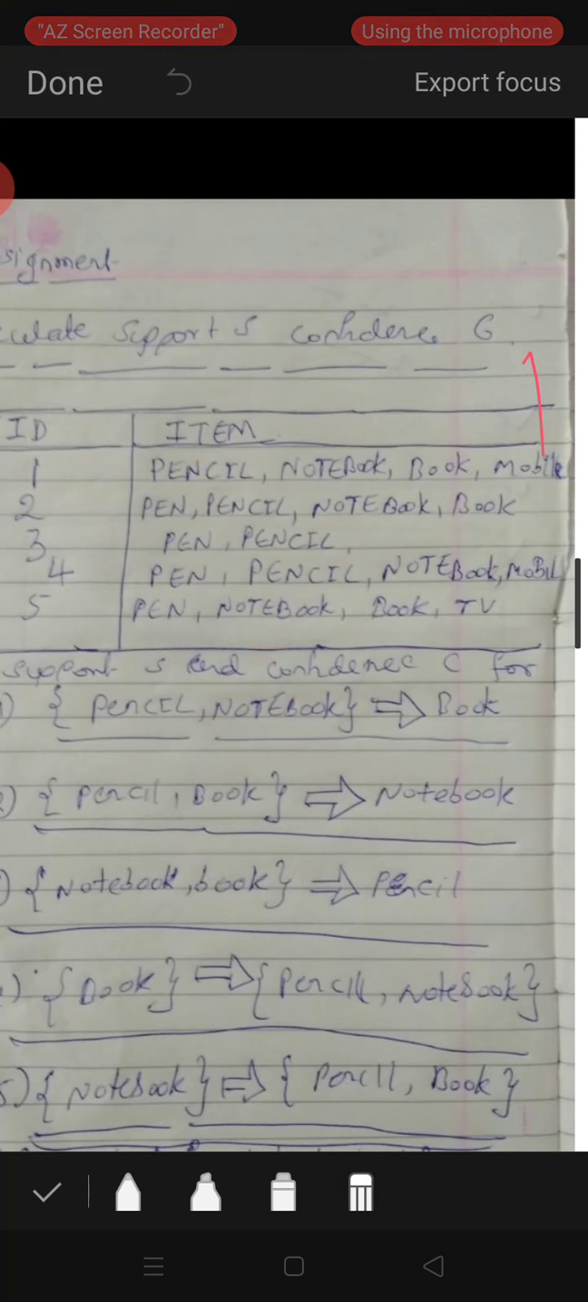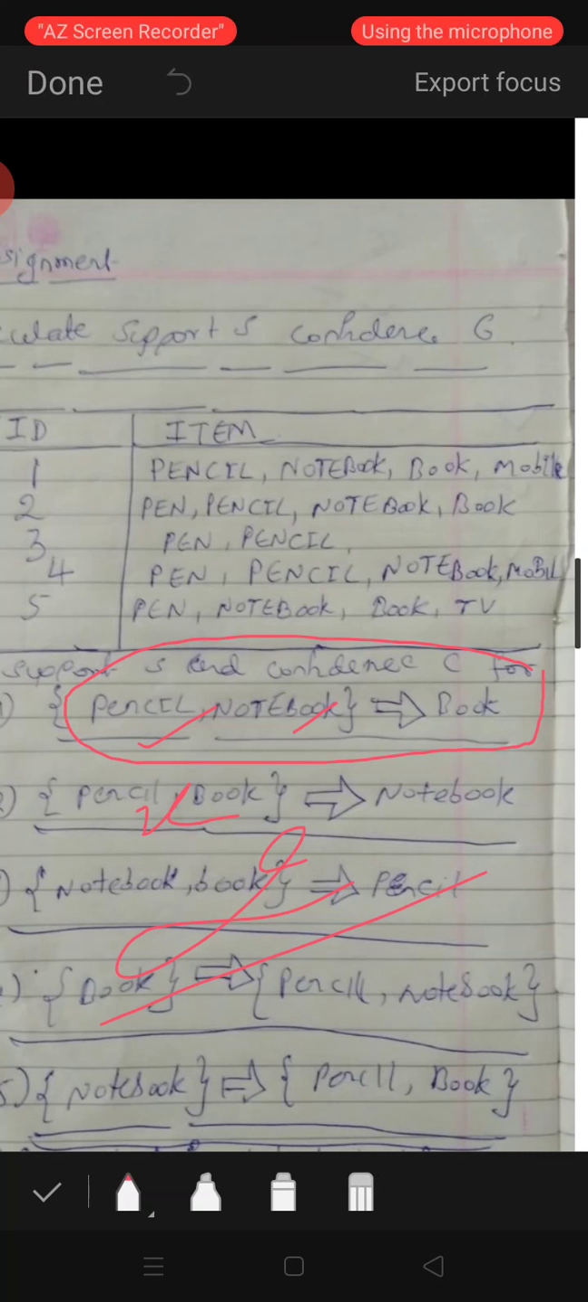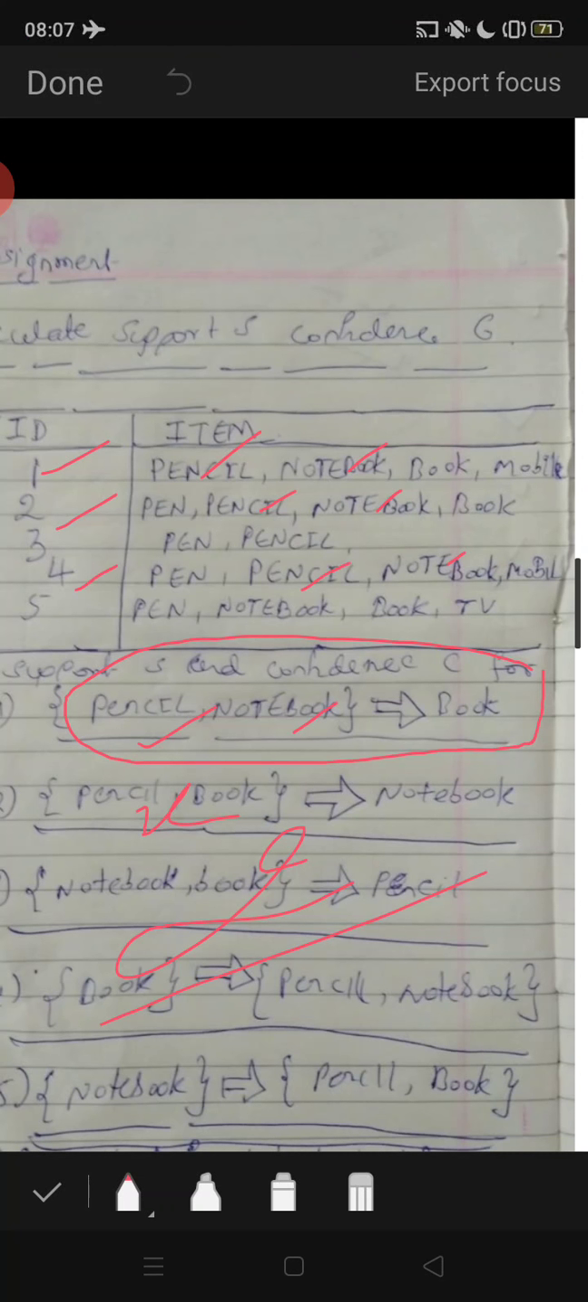Now confidence for the first one. Pencil, notebook, book, how many times available, divided by only pencil, notebook, which is x. Pencil, notebook, how many times available? In the first, one time available. In the second, two times available. In the third, pencil and notebook are there. In the fourth, pencil and notebook are there. For the fifth one, no. So it is 2 by 3, which is nothing but 0.67, or 66 point something. That is the confidence.